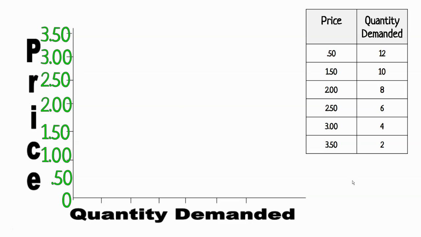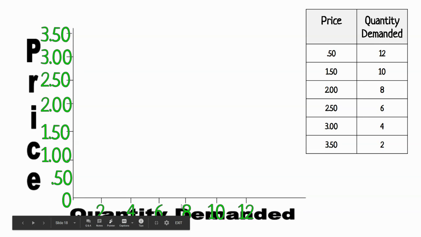All right, so that was the price axis. Now we have to do the quantity demanded axis, and we have 2, 4, 6, 8, 10, and 12. And again, that matches this right here. And you don't want to do it backwards. Like you don't count backwards on a number line. So you always have to start at 0.